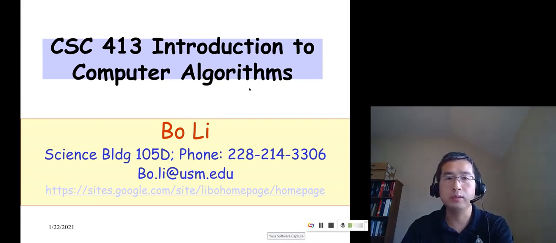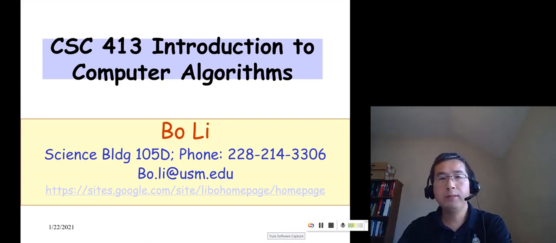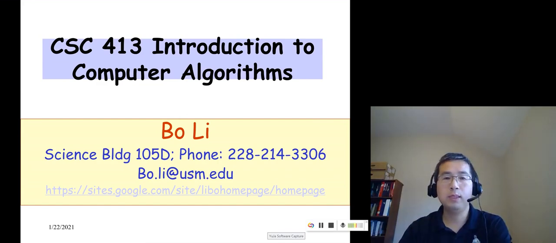This is a very important course in our computer science program, and I will use one semester to introduce the basic algorithms and how to design and analyze algorithms' efficiency and also space requirement. So we talk about two things, space efficiency and time efficiency. In short, we just call it efficiency.